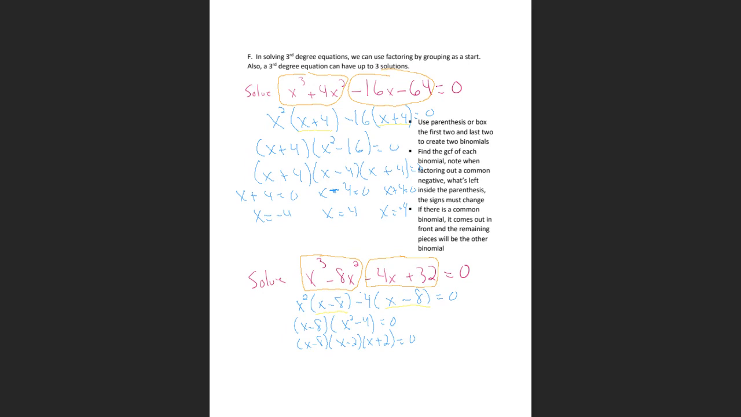So we set each one of those factors equal to 0. So I'm going to set x minus 8 equal to 0, x minus 2 equal to 0, and x plus 2 equal to 0. And x equals 8 would be that solution, that root. x equals 2 would be that root. And x equals negative 2 would be that root. So that would be the 3 roots or 3 solutions to that equation.